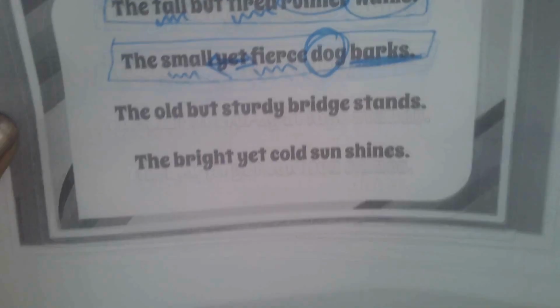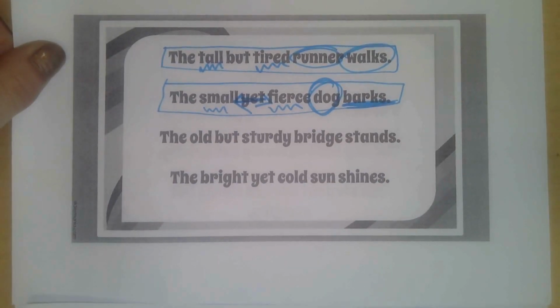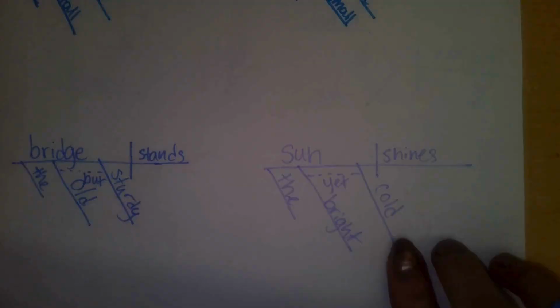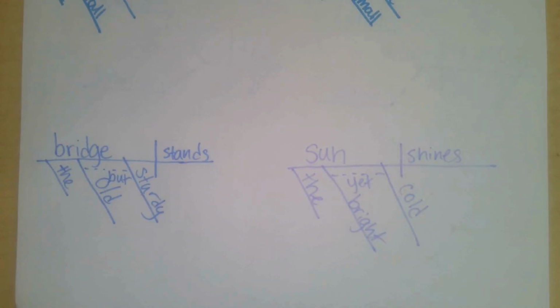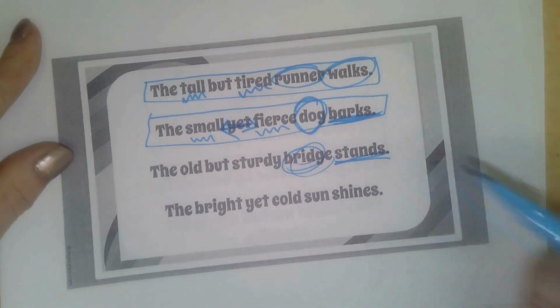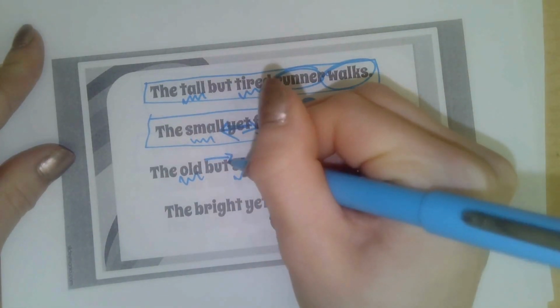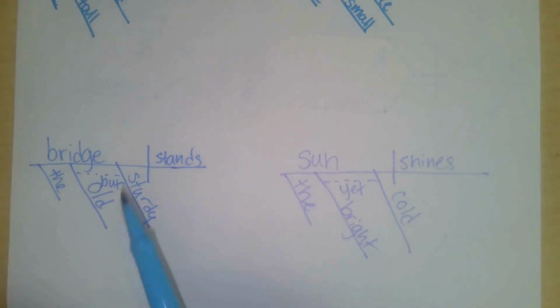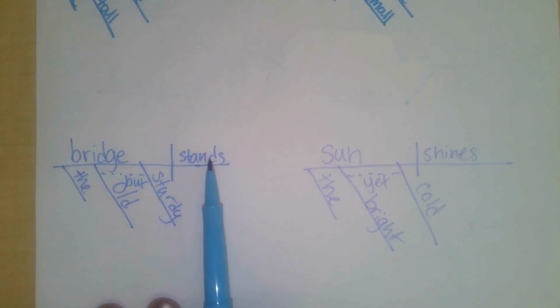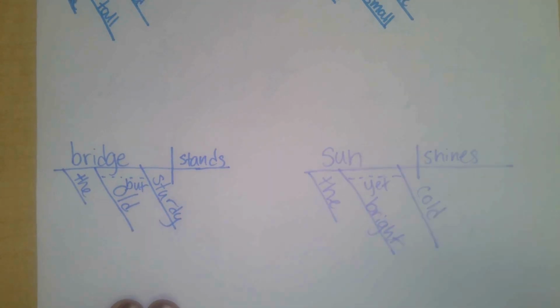Now I want you to do these two on your own. The old but sturdy bridge stands. The bright yet cold sun shines. Go ahead, pause. And here are the answers. Our subject in this first one is bridge. And what is the bridge doing? It's standing. We have old as an adjective, sturdy as an adjective, but is combining them. So our subject, bridge, stands, the. Then we have our compound phrase, old but sturdy.